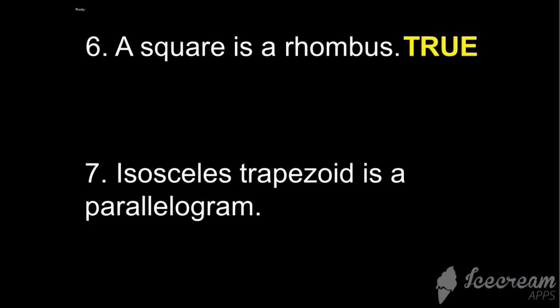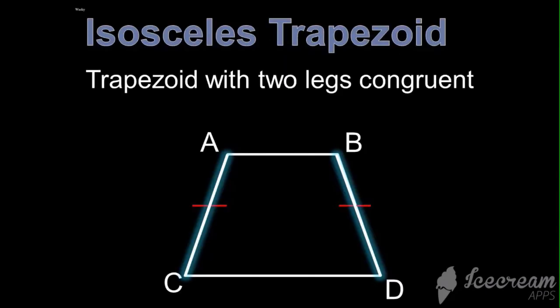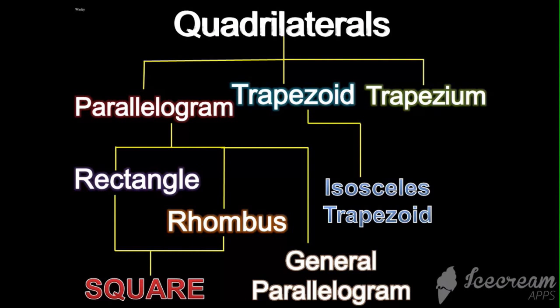Number 7. Isosceles trapezoid is a parallelogram. The answer is false. Isosceles trapezoid is a kind of trapezoid with one pair of parallel sides, while a parallelogram has two pairs of parallel sides.